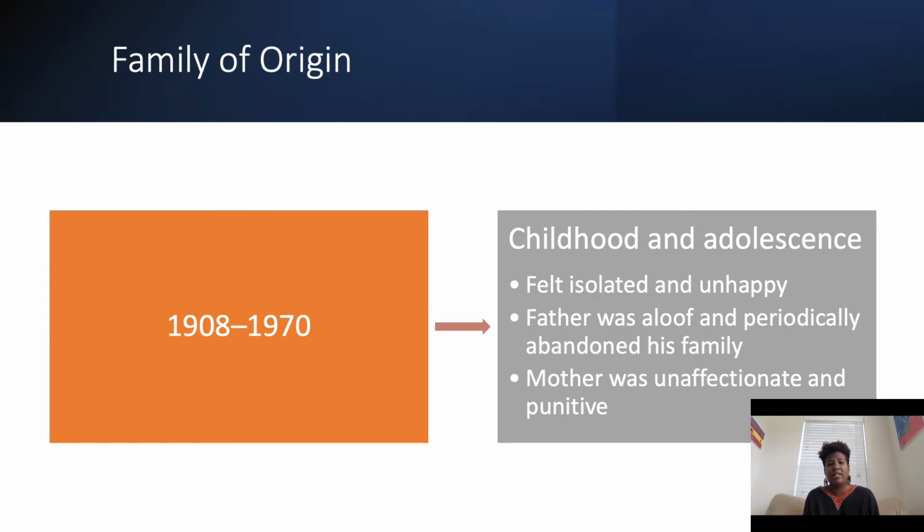During his childhood and adolescence, he felt very isolated and unhappy. He felt like his father was not present when he was present, if that makes sense. And then his father was literally not present at times. And with his mom, he felt like she was unaffectionate and punitive. So this was not the healthiest home environment. And so I believe that this played a big role, as with all of the other theorists, in his development of personality, or his theory on personality development.